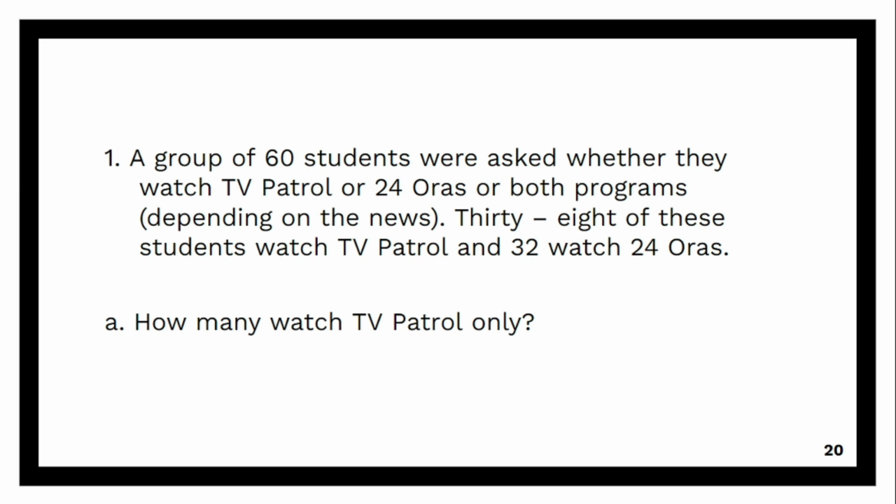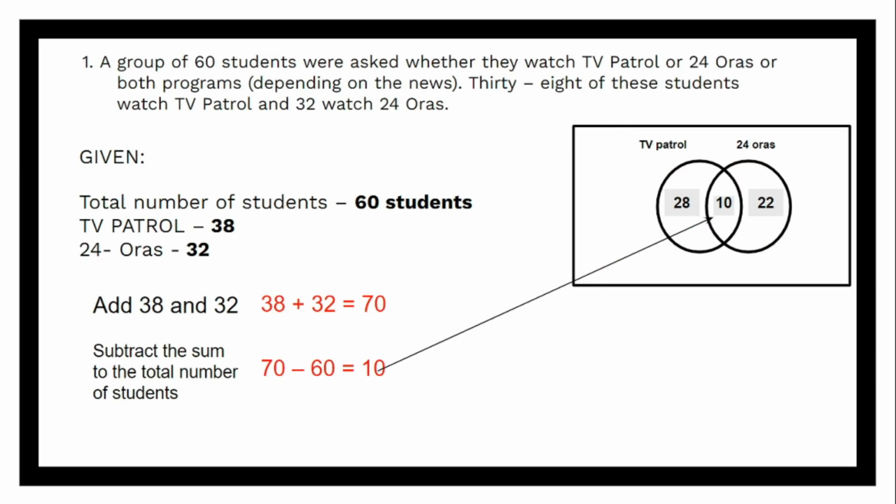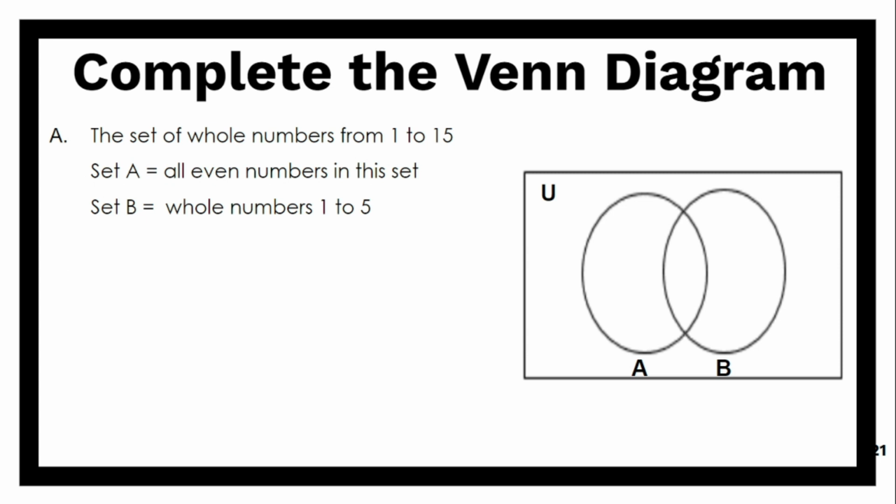So we have 28 students. And then, ilang estudyante daw yung 24 oras yung pinapanood? We have 22. And ilan daw yung nanonood ng parehong program? We have 10 students. Okay? That is based sa ating Venn diagram. 28 for the TV Patrol only, 22 for 24 oras only, and then 10 yung nanonood ng parehong TV Patrol and 24 oras.